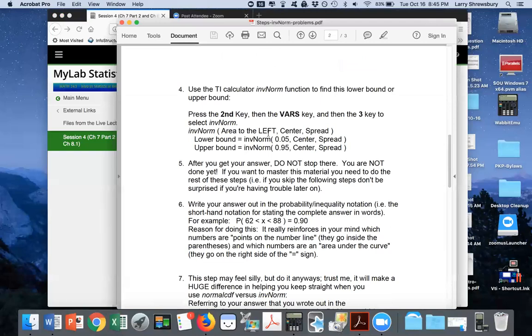And then what I recommend you do is, and I'm giving an example here. Let's suppose the lower bound came out to 62 and the upper bound came out to 88.